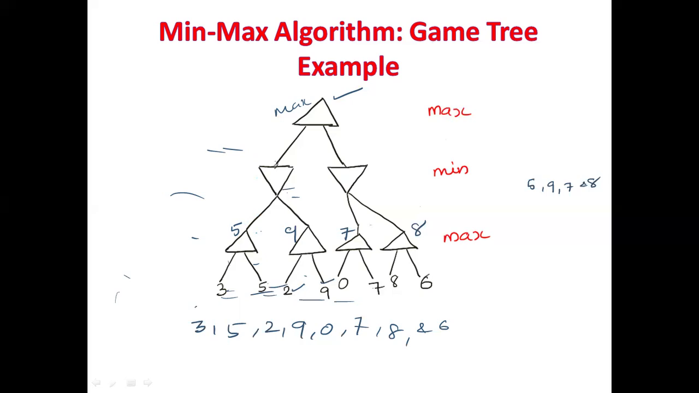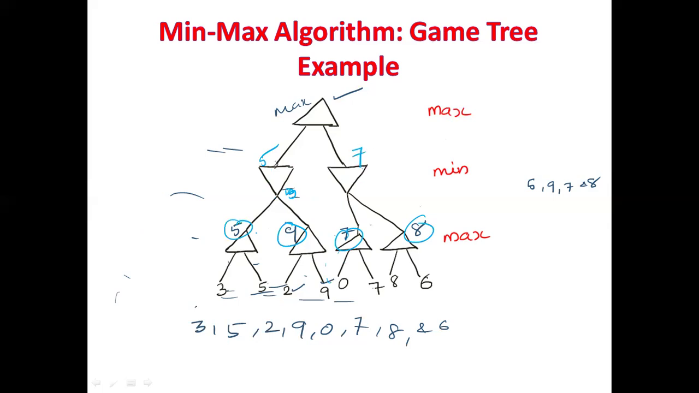For the left min node, min must choose between 5 and 9. What value will be selected? Since min aims to minimize the value, it selects 5. Here we have to write it. It selects 5. For the right min node, min must choose between 7 and 8. To minimize the score, it selects 7. That is the minimum value.